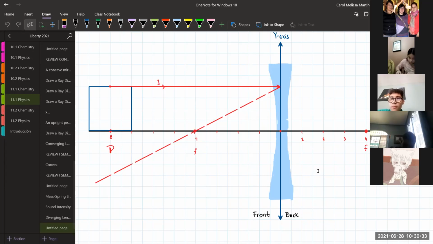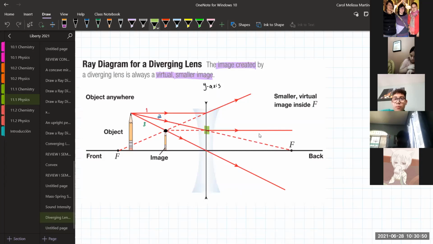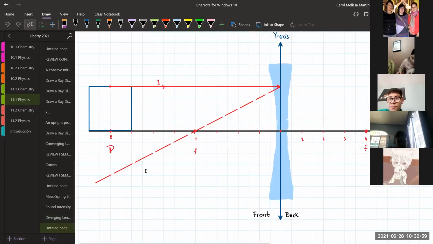Now the second ray comes from the top of the object until the other focal point in the back. But the point where it touches the y-axis, then you will sketch a straight horizontal line. Okay? So that is the part of the ray 2. That one I do it in blue.